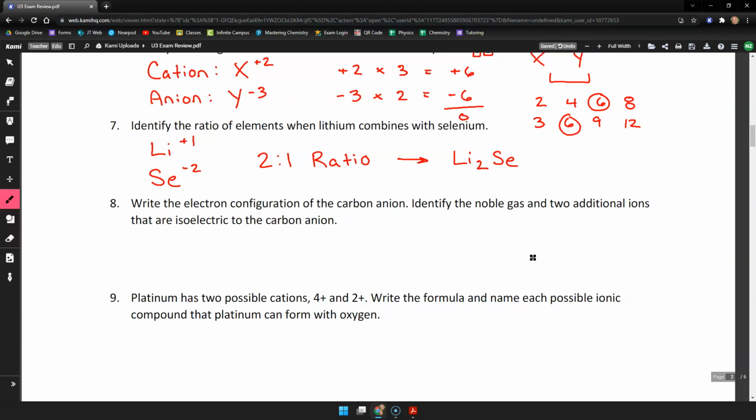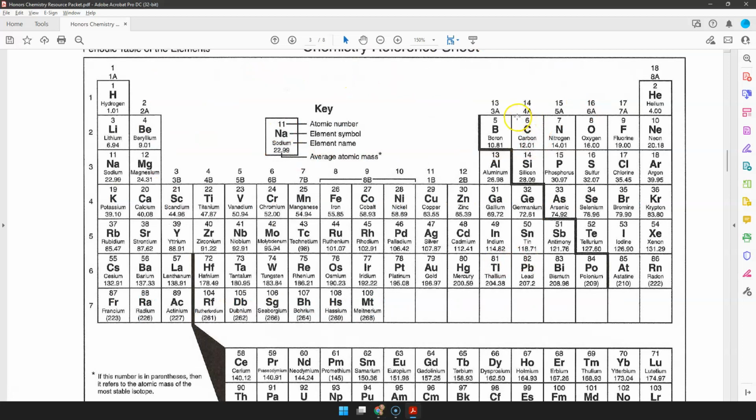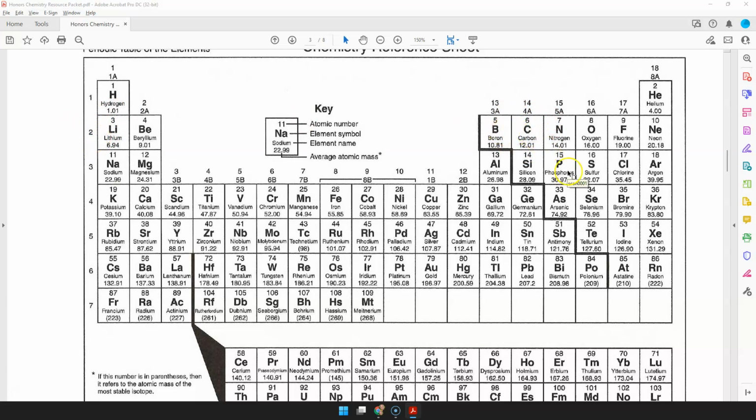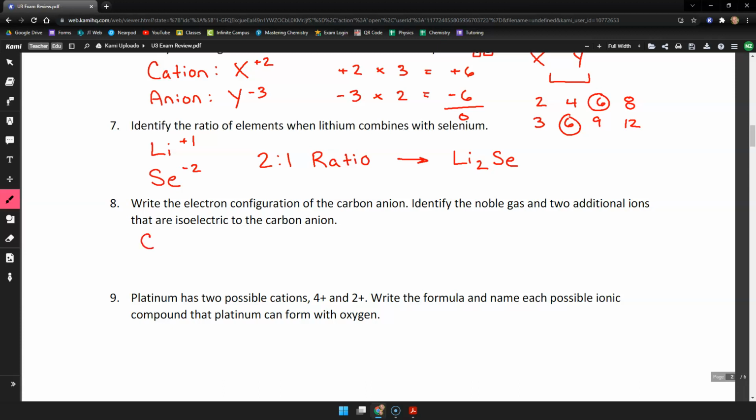Write the electron configuration of the carbon anion. Identify the noble gas and 2 additional ions that are isoelectronic to the carbon anion. All right, so let's go look at our periodic table. So carbon is right here, and carbon is on the second row, and it's in the P block. It has 6 total electrons. So carbon by itself, again, 6 electrons, it's going to be 1s2, 2s2, 2p2. Okay, so that's normal carbon.